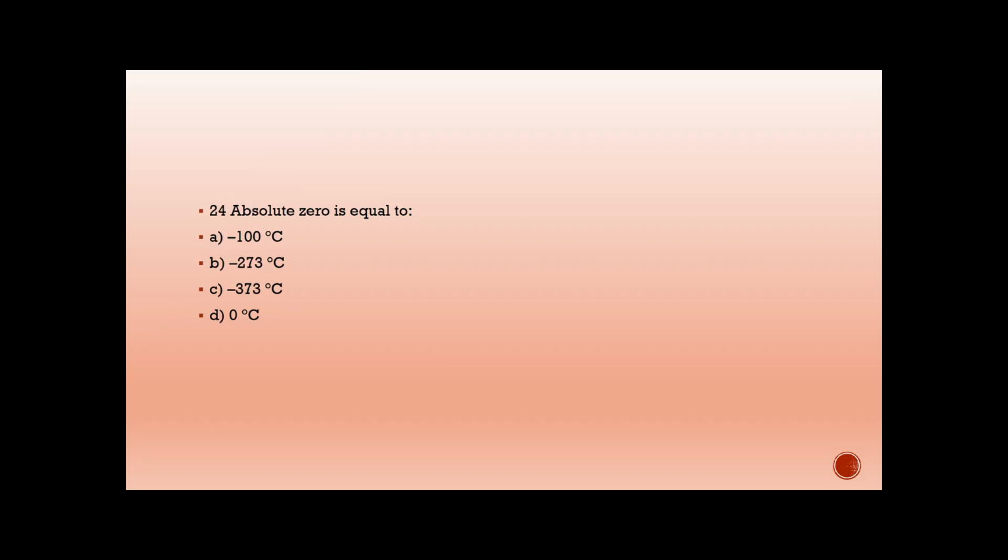Absolute zero is equal to minus 100 degrees Celsius, minus 27.3, minus 273 degrees Celsius, minus 373 degrees Celsius, or 0 degrees Celsius? So the answer is minus 273 degrees Celsius, at absolute zero molecular motion stops.